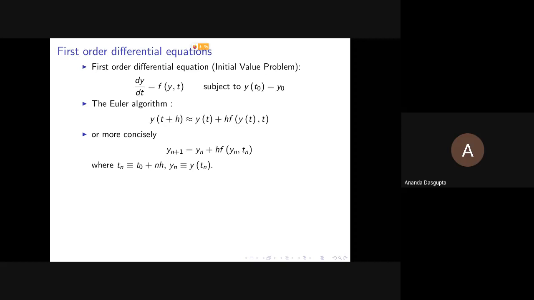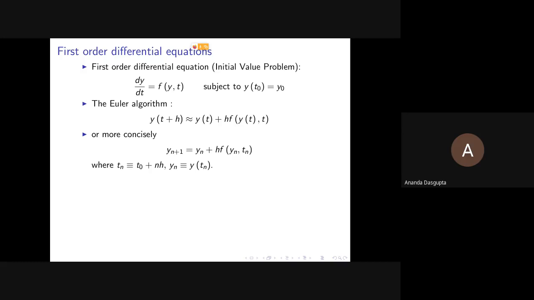What I do is I use a sort of concise notation. Instead of saying y at t plus h, I label the time intervals by n, and I say y at t plus h is approximately y at t plus h f(y(t), t), becomes y at n plus 1 is yn plus h times f at yn comma tn. Where of course tn is t0 plus nh. Counting, of course, starts from 0. So y0 will be where you start, that's at t0. Then y1 is at t0 plus h and so on.